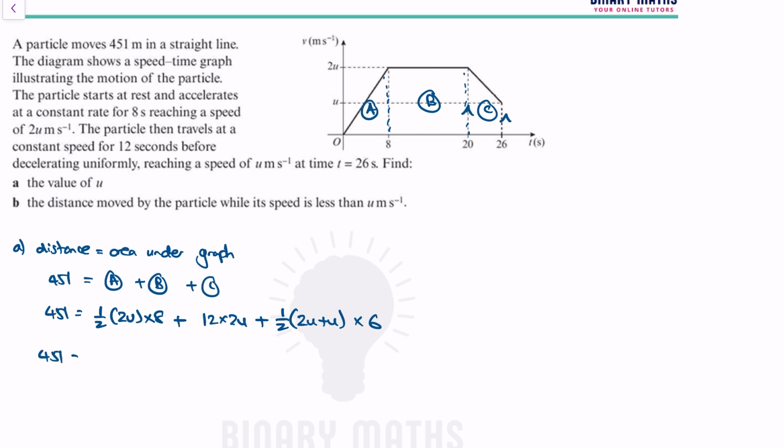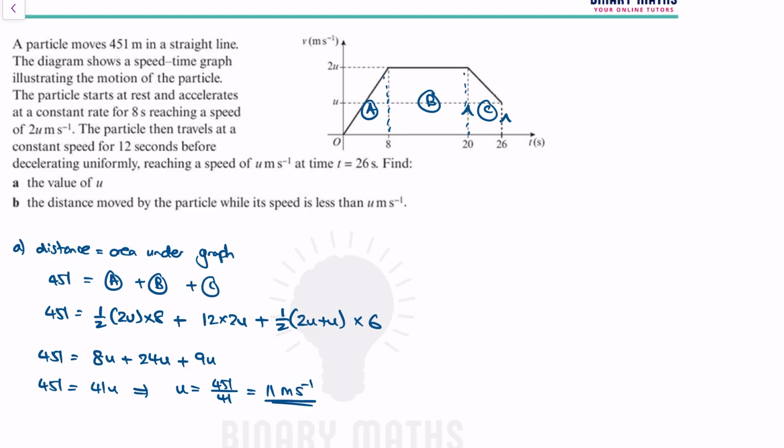So 451, half times 2u times 8 just gives you 8u. 12 times 2u just gives you 24u. Half times 6 is 3. 3 times 3u is 9u. Which means altogether we're getting 8u plus 24u plus 9u, which is 41u. Which implies u is equal to 451 over 41, which is equal to 11 meters per second.